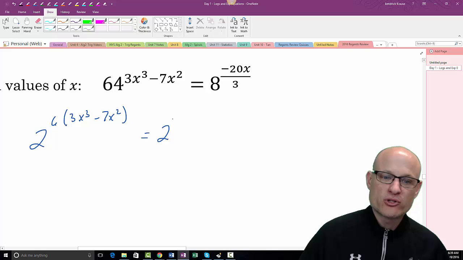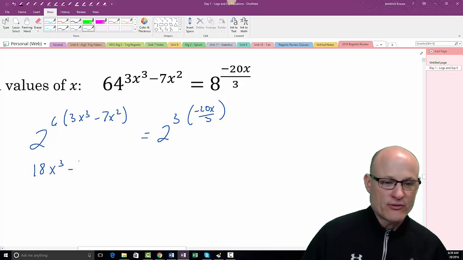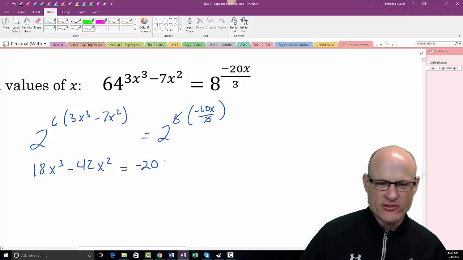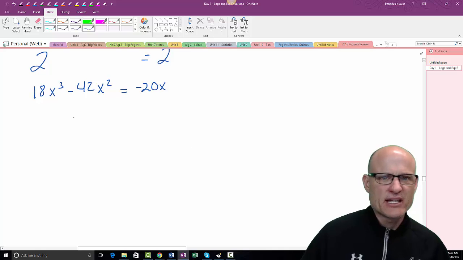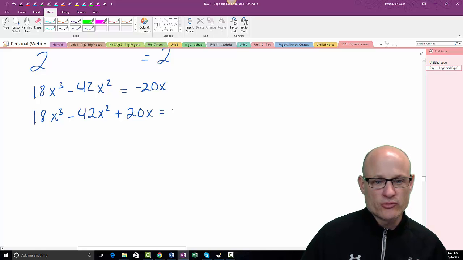This is 2 cubed, minus 20x over 3. All right, so on this one I get 18x cubed minus 42x squared equals, the 3's cancel again here, and I get -20. I think this is actually a problem I made up. Bring everything to the left side. I get 18x cubed minus 42x squared plus 20x equals 0.